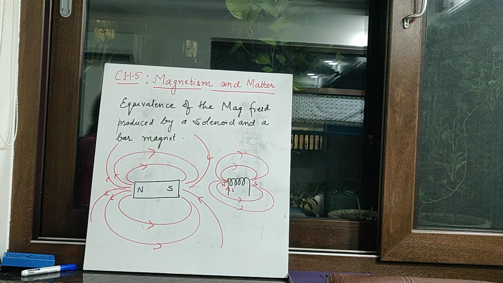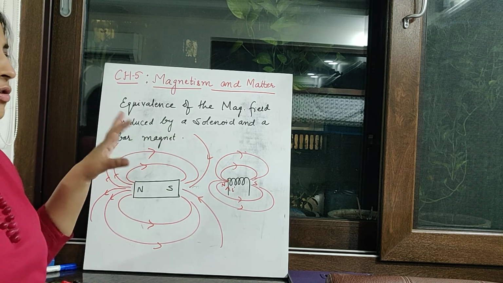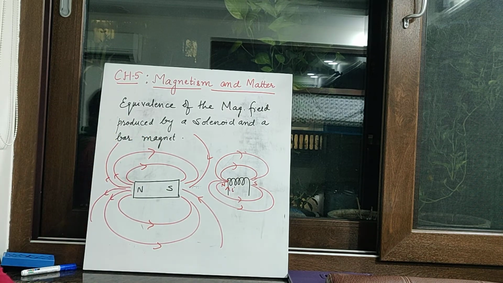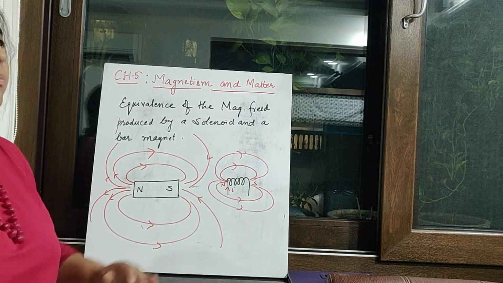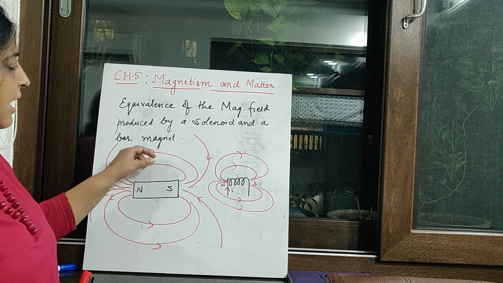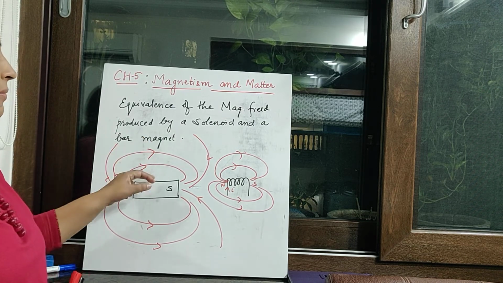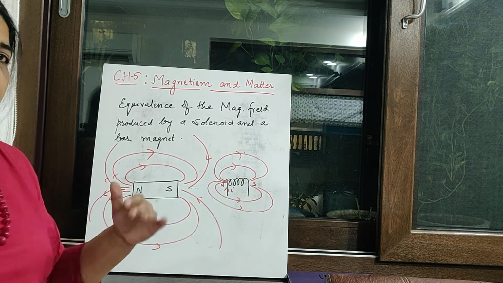Now we have seen this pattern by putting the iron filings and all, and we want to prove it mathematically. So I'm just erasing this, and I will be proving it mathematically also, that the magnetic field at any point produced by the bar magnet is exactly the same as that produced by an equivalent solenoid.